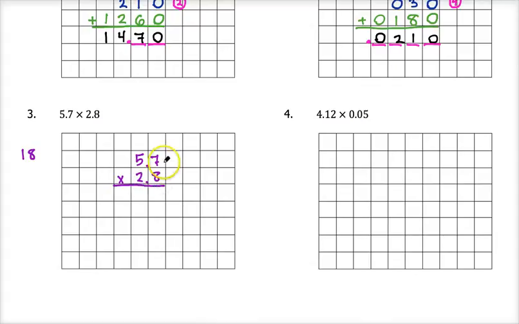And we're just going to treat this like 57 times 28. So 8 times 7 would be 56. 8 times 5 is 40, plus my 5 is 45. On the next row, add your 0. 2 times 7 is 14. Carry the 1. 5 times 2 is 10, plus 1 is 11.